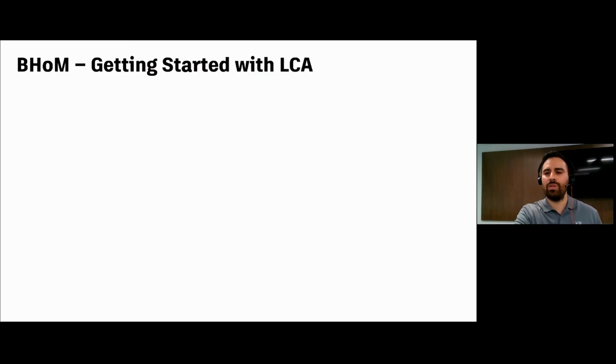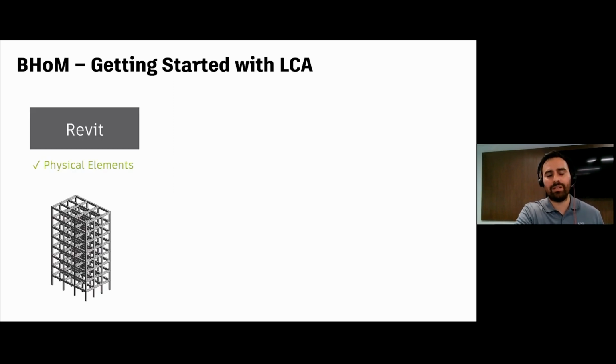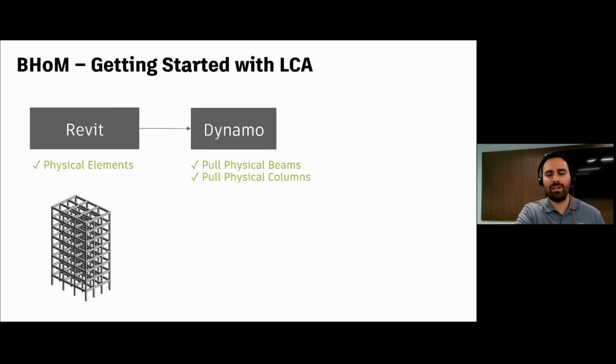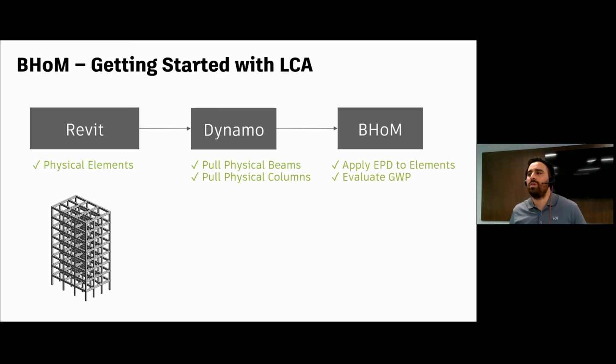All right, so we're going to do kind of a quick example to help you get started with lifecycle analysis. We're going to start in Revit. We're going to have all those physical elements that we created on our trusty tower structure here. We're going to use Dynamo. We're going to pull all those physical beams and physical columns. And lastly, we're going to use BHoM to apply the EPD to those elements. So we're going to see what is the global warming potential of each of those elements. And finally, we'll evaluate it too.